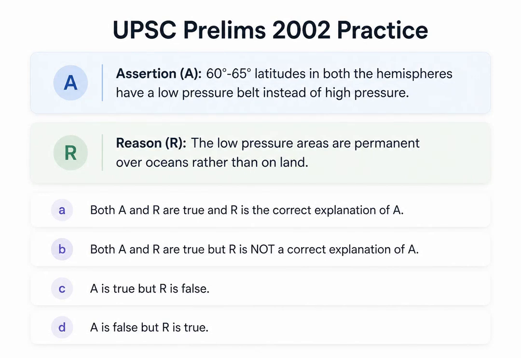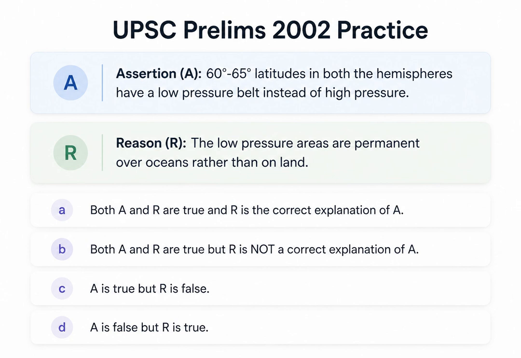Here is an assertion and reasoning question from the 2002 UPSC prelims that tests these concepts. The assertion states that 60 to 65 degree latitudes have a low pressure belt. This is true. That's our subpolar low. The reason states that low pressure areas are permanent over oceans rather than land. While it is true that oceans hold these pressures more consistently than land masses, is that the reason the belt exists at 60-65 degrees? No.